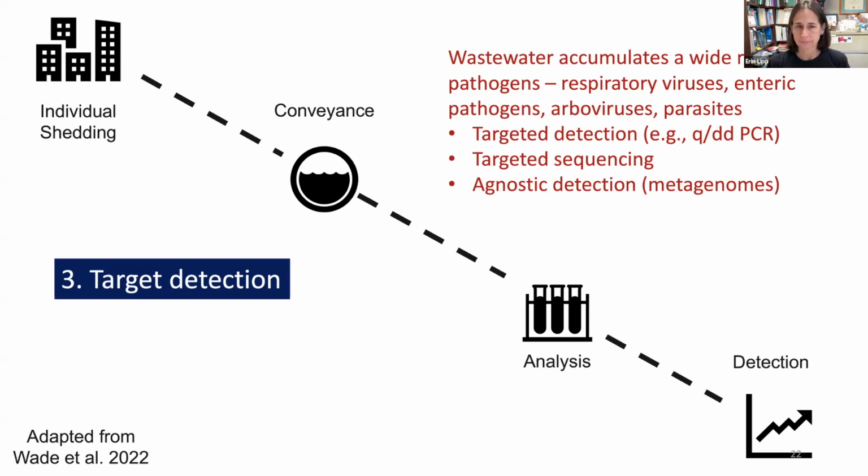Once you've decided on what you're looking for, you can use a targeted detection approach. So this may be qPCR or RT-qPCR or ddPCR. You may do targeted sequencing, which was the case for SARS-CoV-2, where many groups were and are doing variant detection. It can also be used for more agnostic detection, where you really just get into the metagenome to try to understand everything that might be there, which is going to give you less valuable information in terms of trying to find trends in a particular pathogen, but can give you more information in terms of discovery and new things that may pop up.